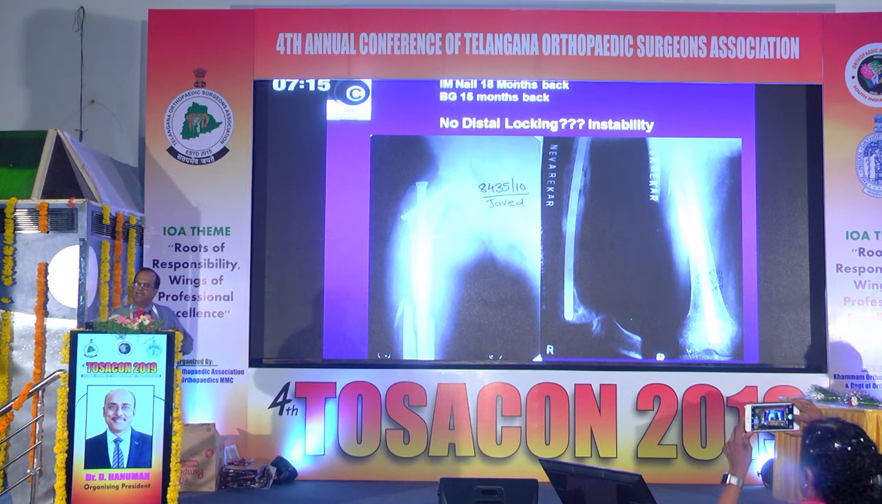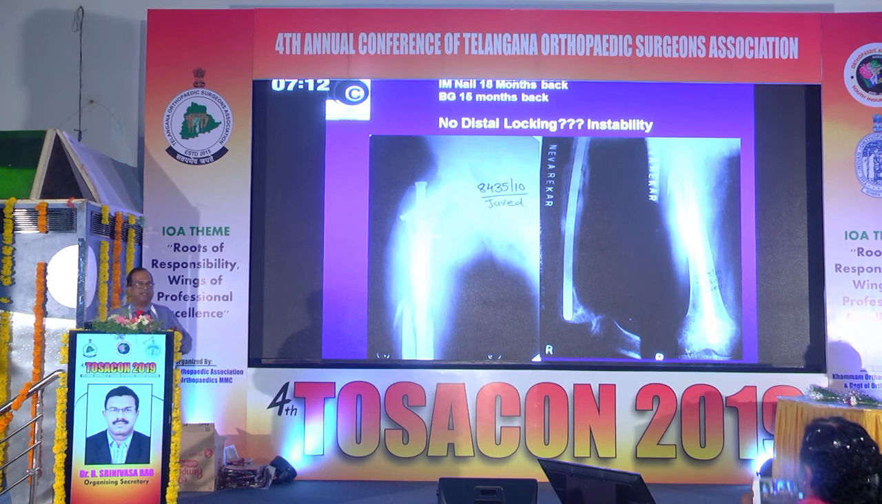Second attempt was done to do grafting. In spite of that grafting, fracture didn't unite because of instability.